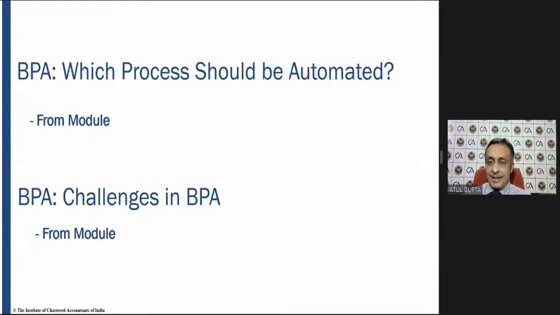Now, someone at the start of the session asked whether there are updates. So see, these two updates are there in this topic from the last attempt. These two have been added, and I'll be reading from the module itself. First is which process should be automated, and second, what are the challenges in implementing business process automation. Taking it from the module, which processes should be automated? Those processes which have high volume or repetitive tasks. Carry the keywords: high volume, repetitive, automate.